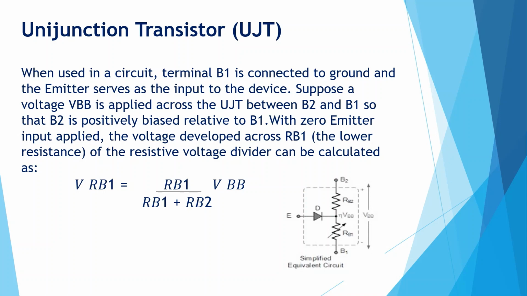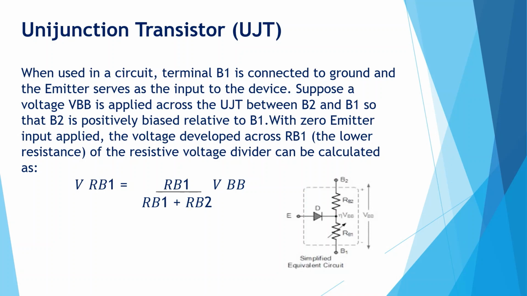Hence, we find that as VE, that means potential applied across the emitter, increases, current through the transistor IE increases, which decreases RB1, that is the resistance between emitter and base 1, which decreases the intrinsic standoff ratio. This is a regenerative action. Because of this action, the resistance across RB1 will keep on decreasing, and therefore eta, the intrinsic standoff ratio, will decrease, which causes a further increase in IE.